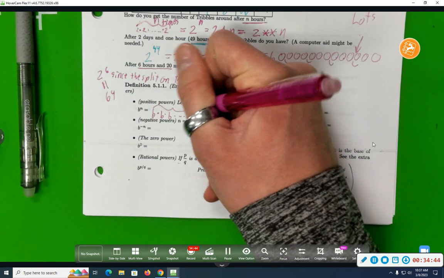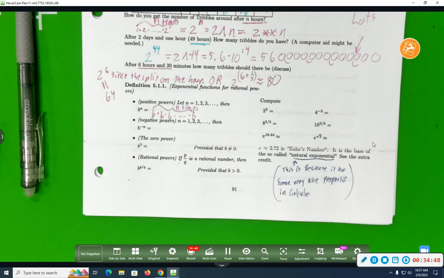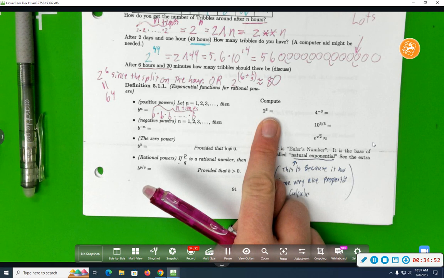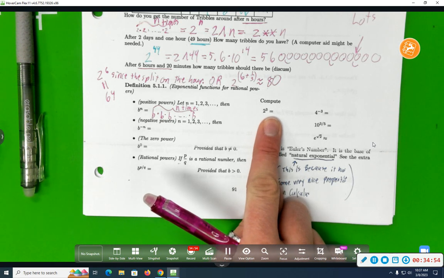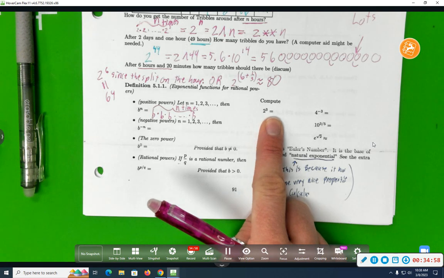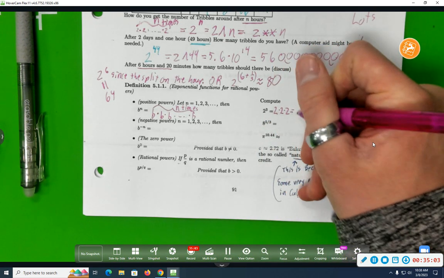How many times? n times. As a consequence, let's just go back over here. What should 2 to the power 3 mean? 2 times 2 times 2. And what is 2 times 2 times 2?